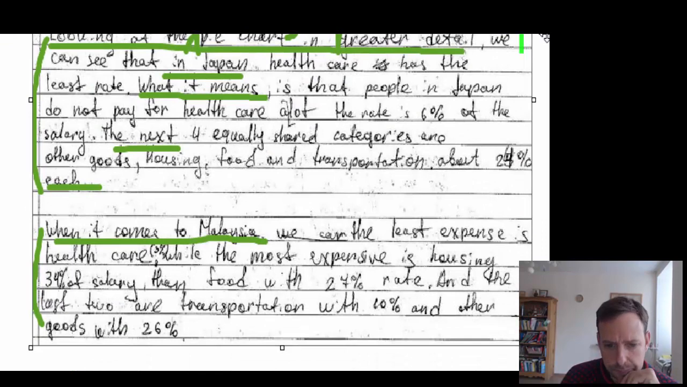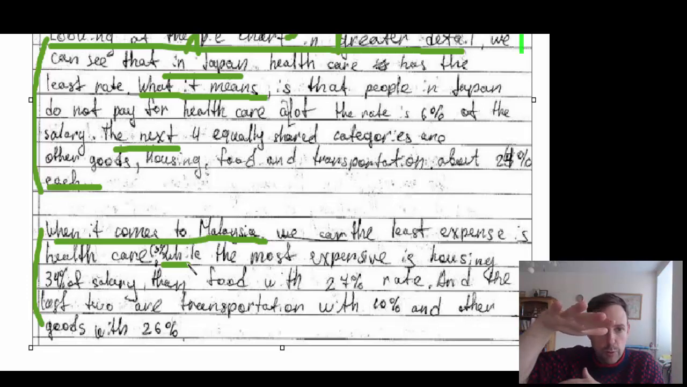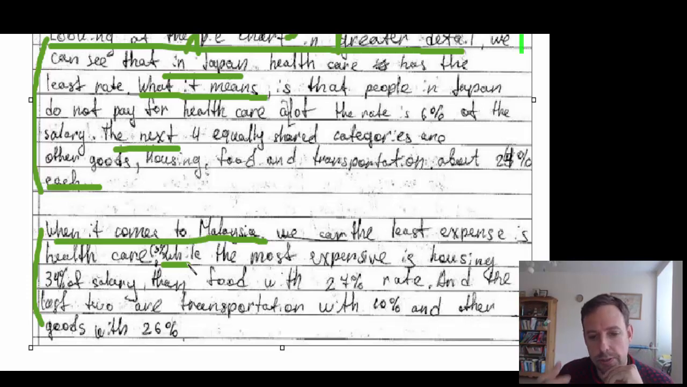If we scroll down a little bit, when it comes to Malaysia, the least expensive healthcare, while, so there's some good linking words, the most expensive housing. So here we can see that the use of the linking words is not mechanical. The sentences and the clauses are put together very well. And that's where the examiner would say, okay, because the ideas aren't organized together well, that's your task response going down. But the way you have put your ideas together, you've done that quite well using the grammar and the language here. It's housing, then food with 24% rate. And the last two are transportation. So again, the last two. So that's quite good.